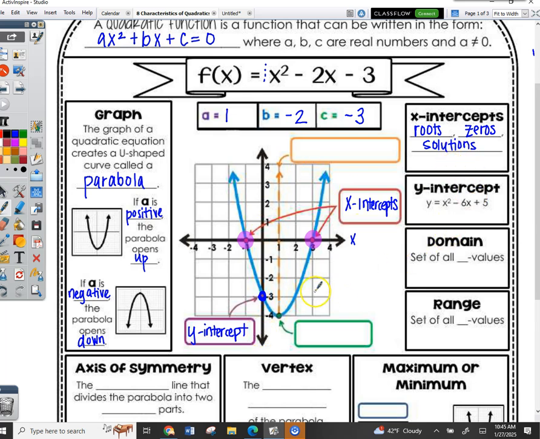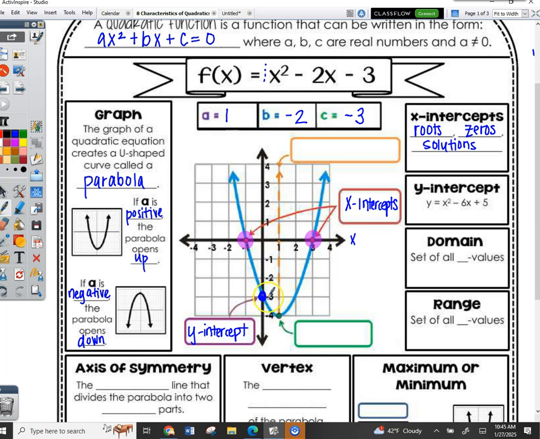What if I didn't have the graph? What if I just had the equation? So here's another equation. This is not this graph. What do you notice about the y-intercept? Let's get there together. What are the coordinate points of this?